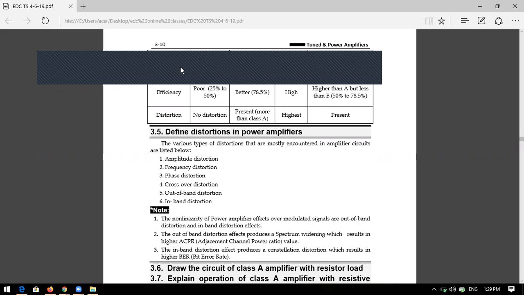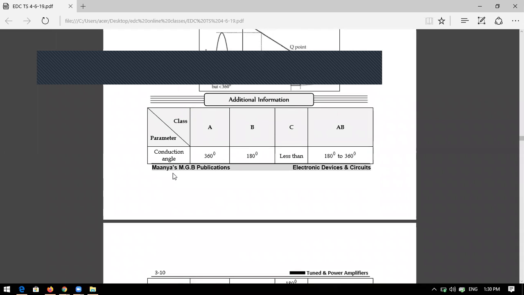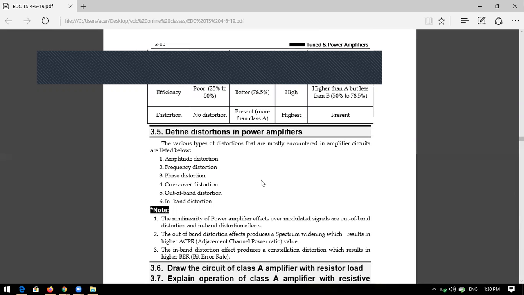So we have completed up to 3.4. That is, what is that 3.4? The comparison between different power amplifiers, class A, class B, class C, and class AB. Correct or not? So now I want to introduce different distortions present in power amplifiers.